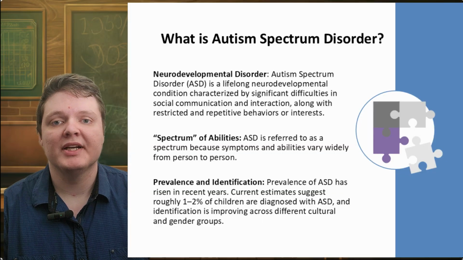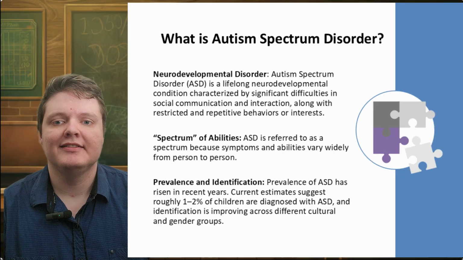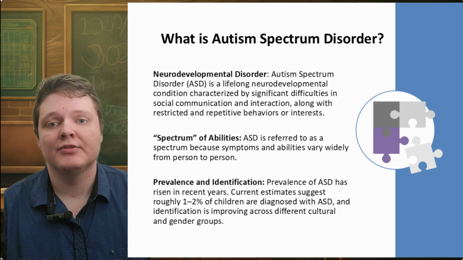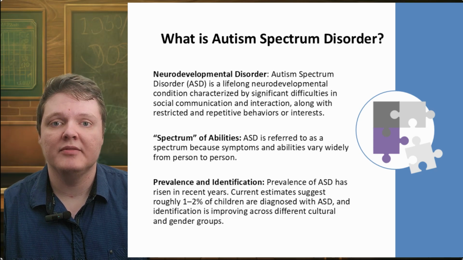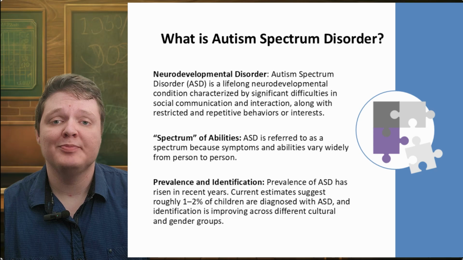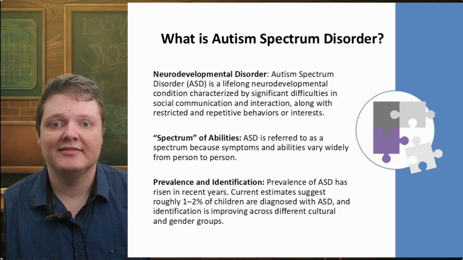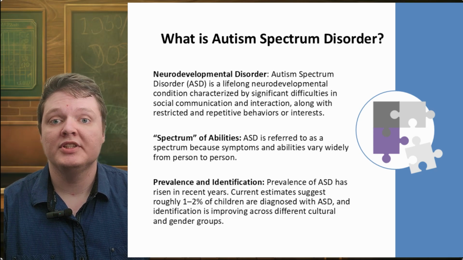What is autism spectrum disorder? Autism is a lifelong condition that affects social interaction, communication, and behavior. It's called a spectrum because no two students are alike. About 1 to 2% of kids are diagnosed, and we're getting better at recognizing it across all groups.